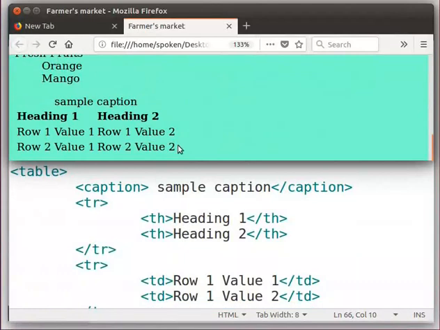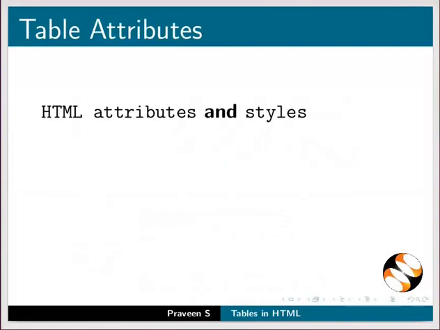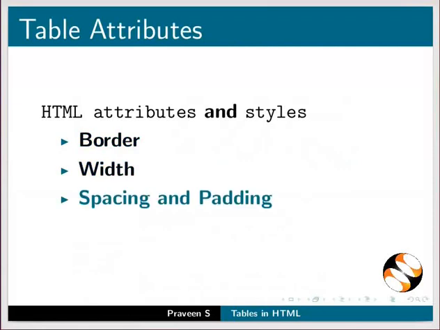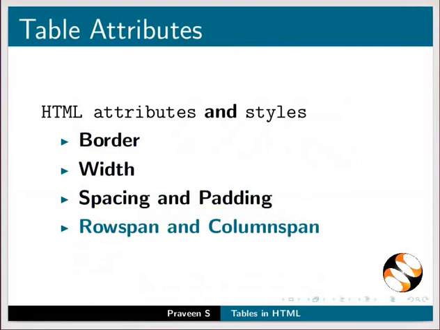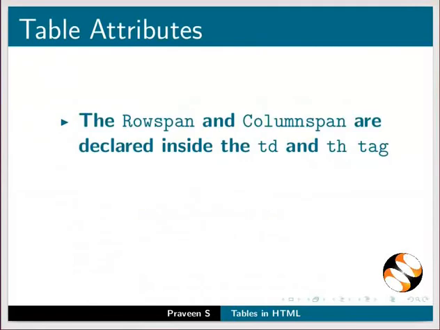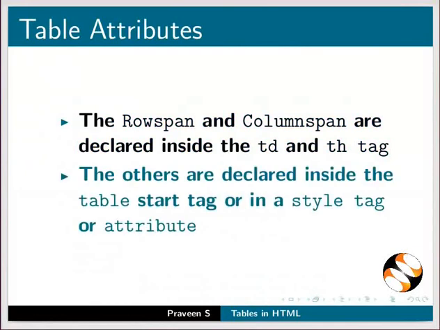Save the code. Switch to the folder where we have saved the code. Right-click on it and open with any web browser. Here is the output. We can see that our table is displayed. Here is the caption. These are the headings, the individual rows and their values.